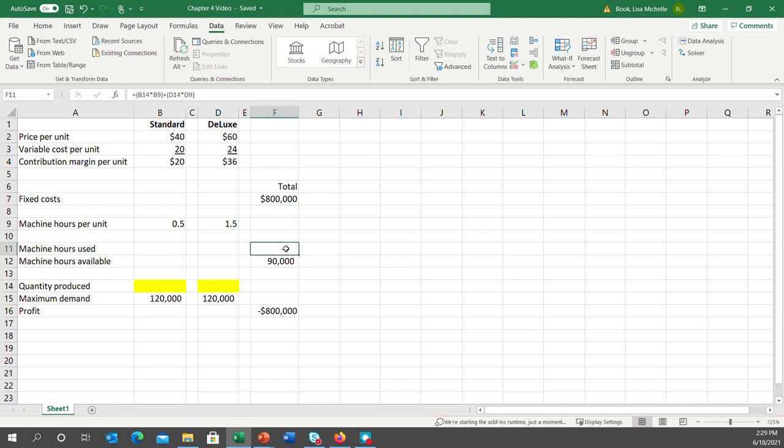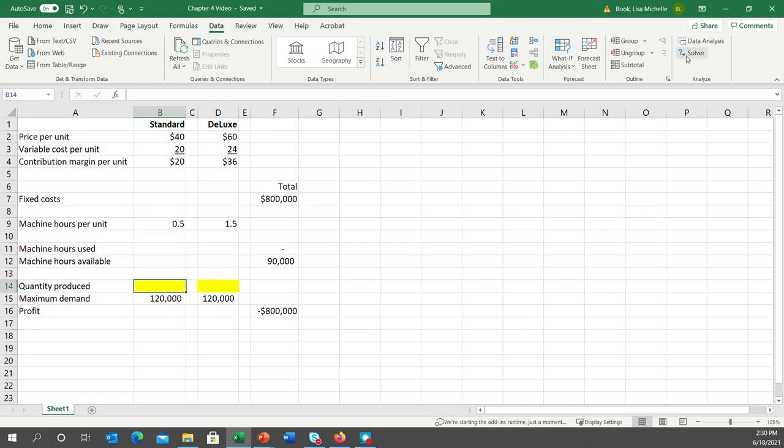Like, for example, what is the total amount of machine hours? If I input a certain quantity for standard and deluxe, it would just multiply those quantities times machine hours per unit. I also have a formula here for profit. It's negative right now because I haven't input any production, so it's just my fixed cost loss. But it would take my contribution margin per unit times the number of units in yellow here, total contribution margin minus the fixed cost. So I can use the power of Excel.